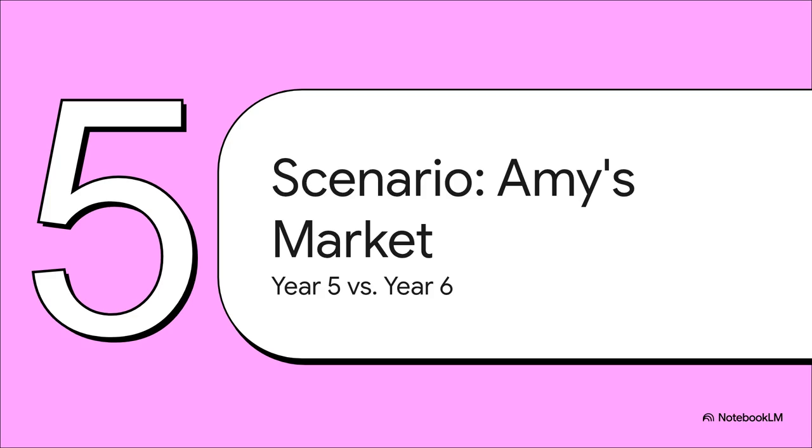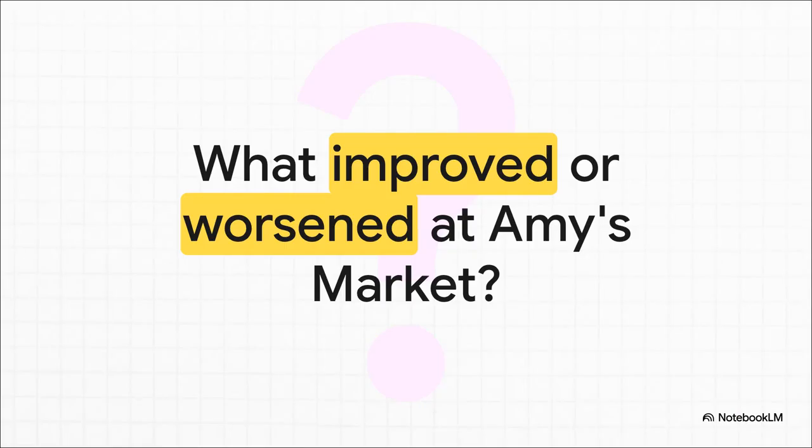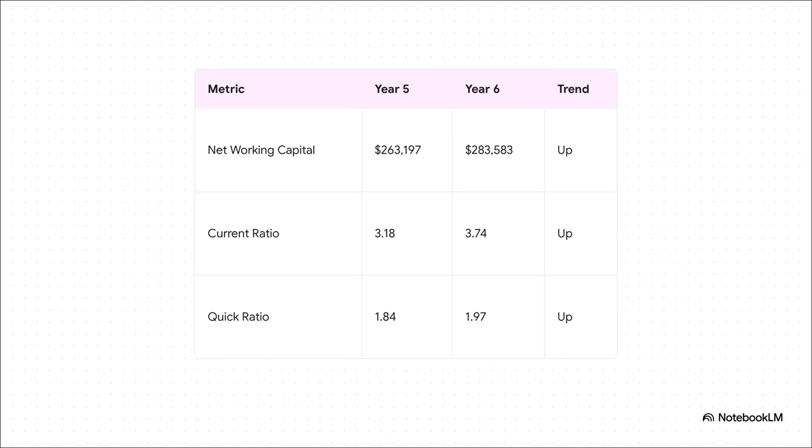Section 5. Scenario, Amy's market. Year 5 versus Year 6. All right, let's put this into practice. Looking at Year 5 versus Year 6, what improved or worsened at Amy's market? Take a look at the data and ask yourself, is this company's short-term survival looking better or worse? Let's analyze it.